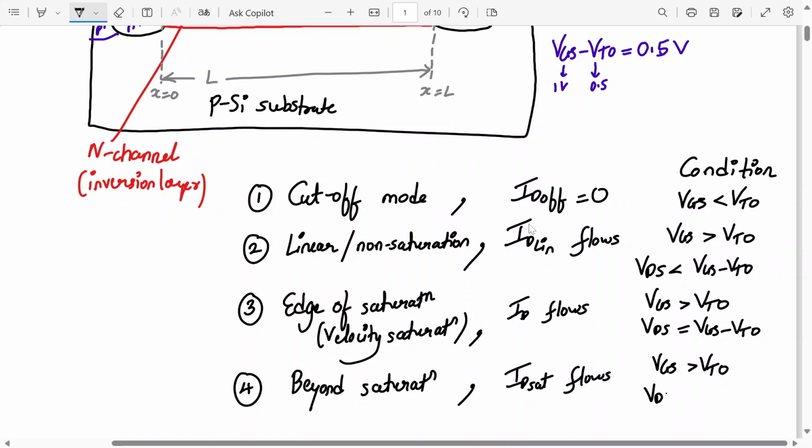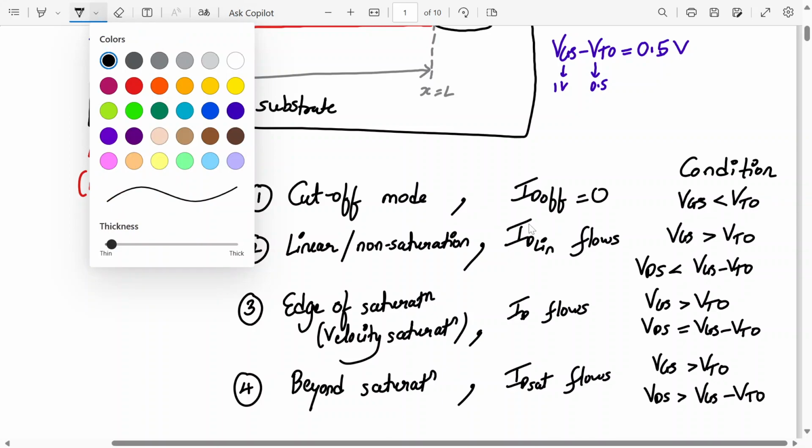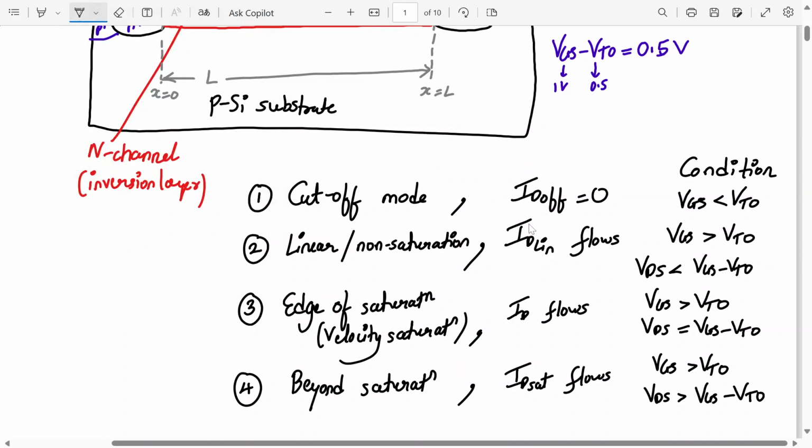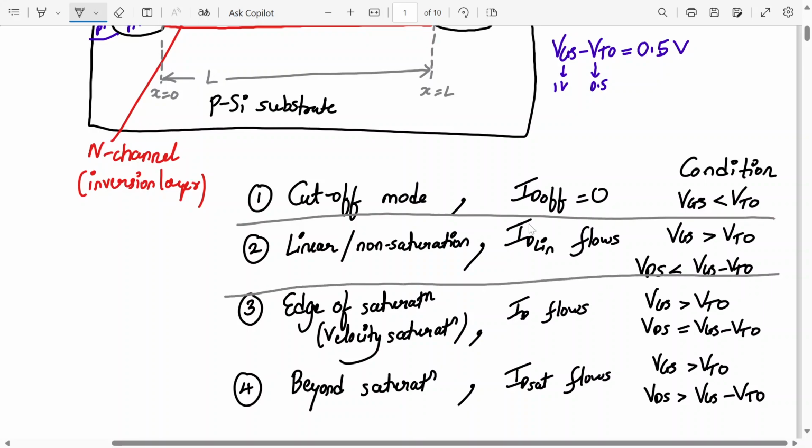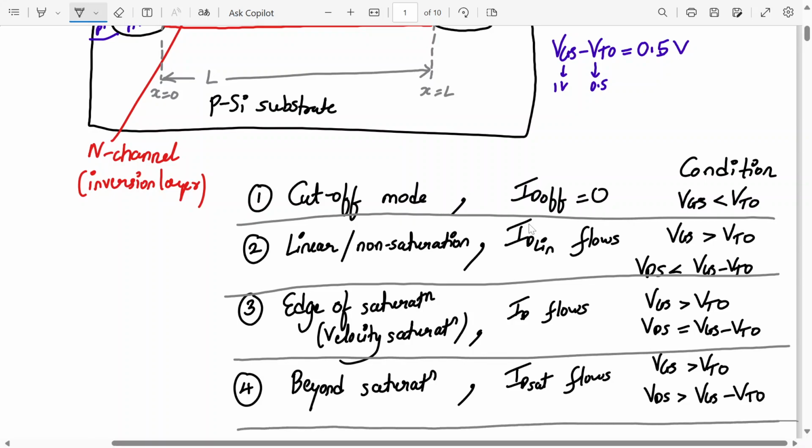VDS is greater than VGS. Yes, VGS is greater than VGS minus VTO. So if you have understood these conditions along with the working, half of your job is done for today. So this is the first condition, and this is the second condition. Very, very important table, by the way. If you understand this thoroughly well, more than half of your job is over.